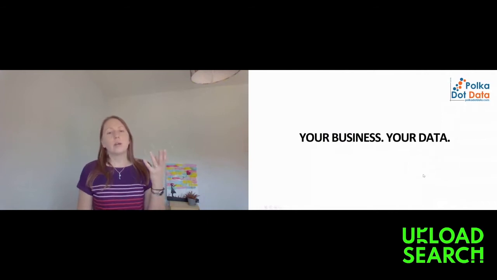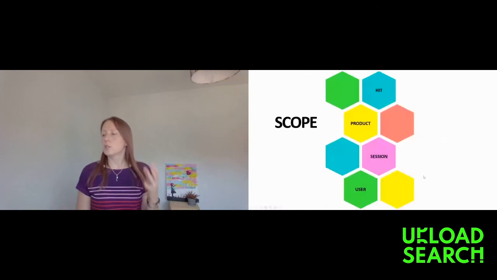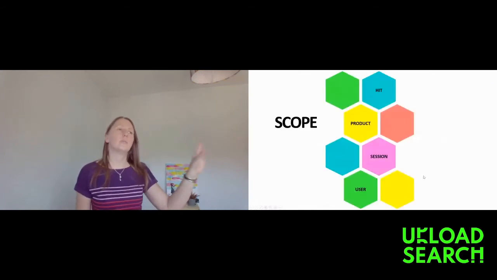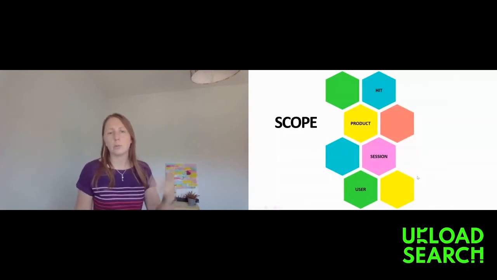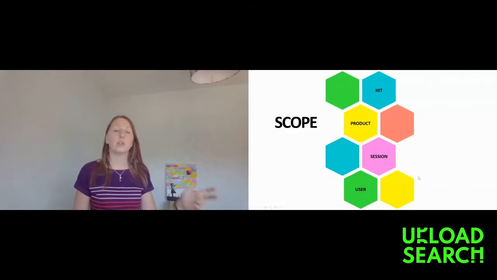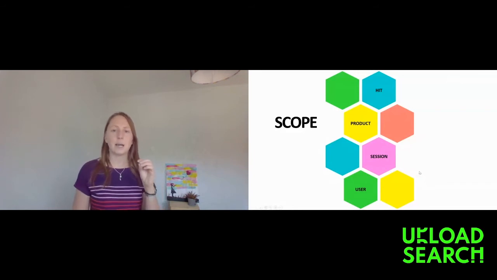We've got to think now, it's your business, it's your data. What are you going to do? So there's 4 different ways to think about it. You can start with your business objectives and then work out what scope you use later, or you can think about it at scope level and then match it to what you need to achieve. So the 4 scope levels are hit, product, session, and user. And this means that that piece of information can be sent at that point.